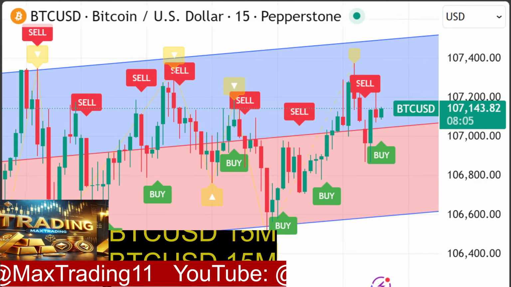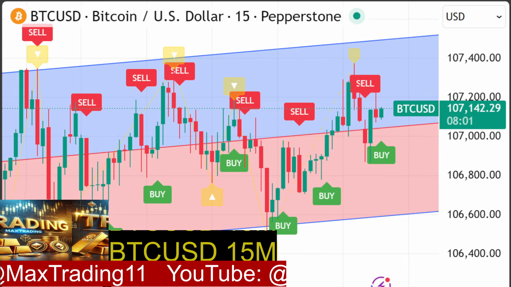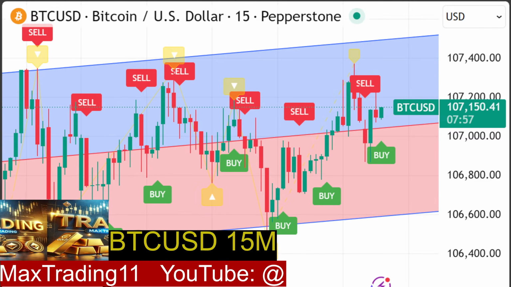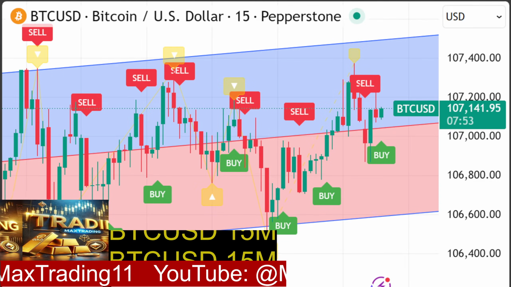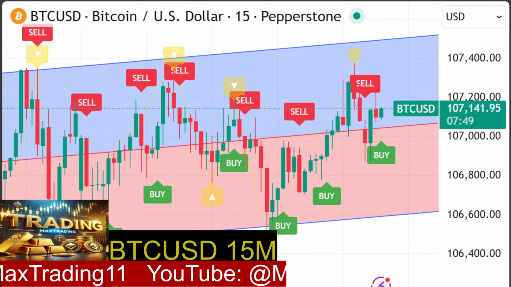Fibonacci retracement and extension, using Fibonacci ratios to predict potential reversals and continuation zones. Volume and momentum indicators, reading market strength using RSI, MACD, and volume spikes.